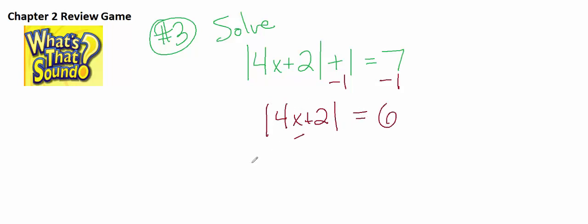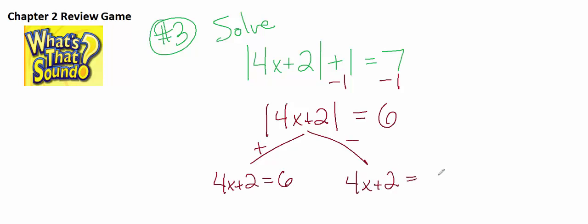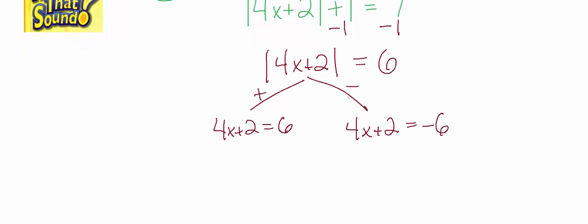Now, this is absolute value, so we split it into 2 equations. 4x plus 2 equals 6. We have it equal the positive value. And 4x plus 2 equals -6. We have it equal the negative value. We'll then solve each one of these by themselves.